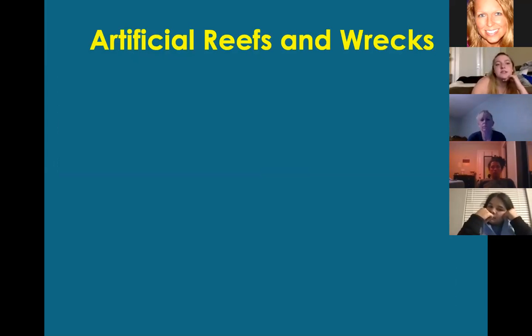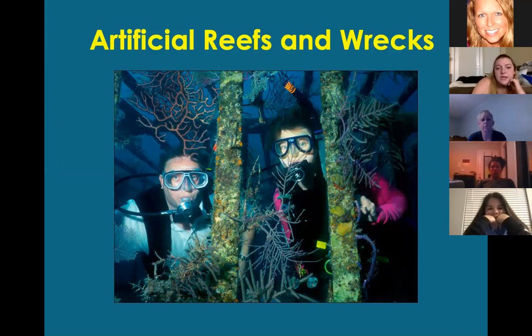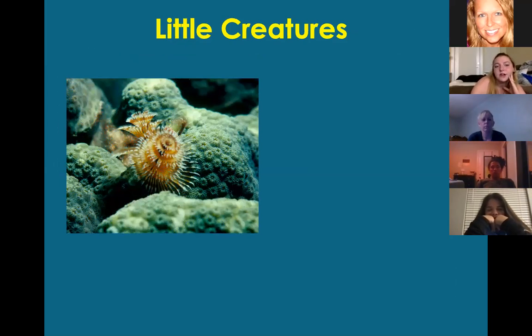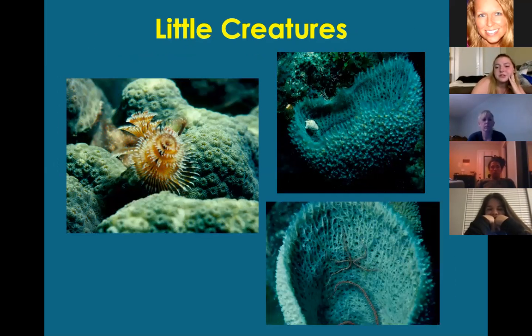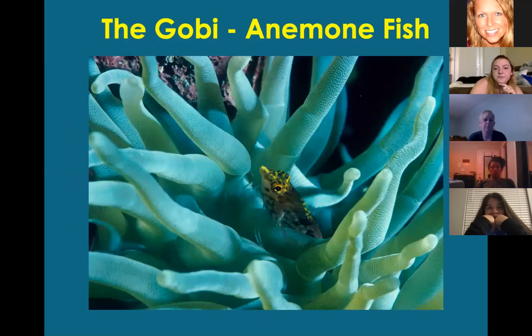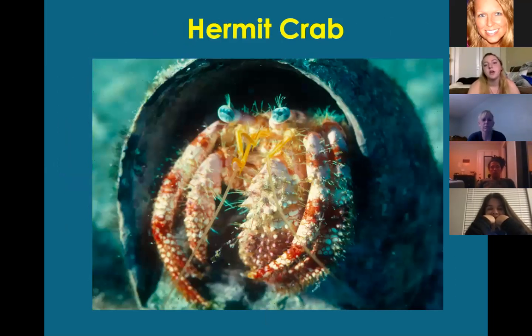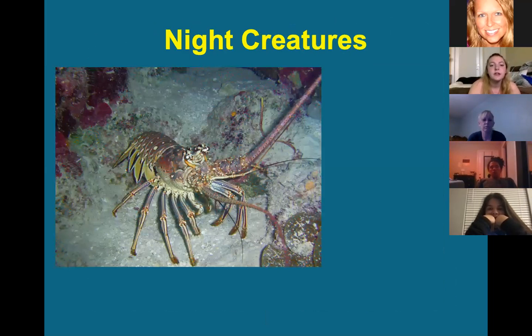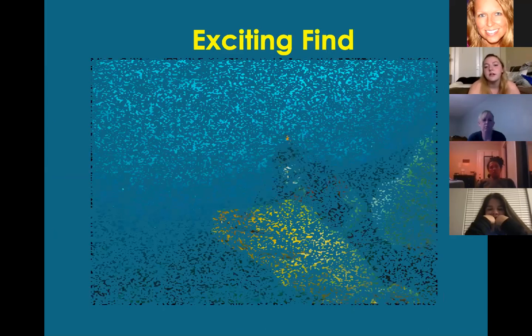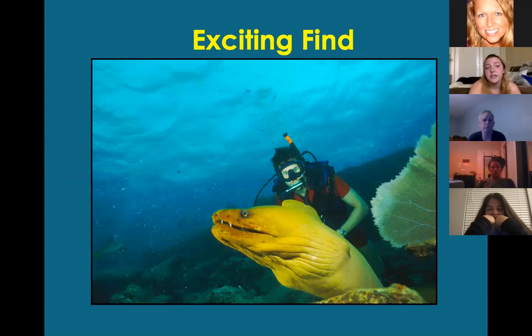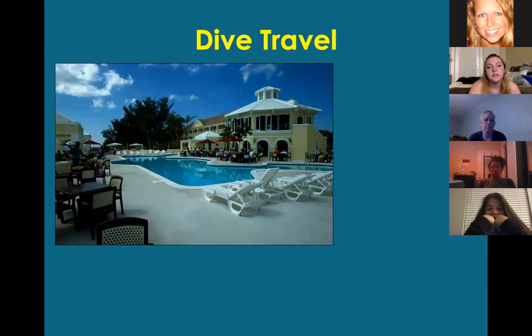So artificial reefs and wrecks. There are things called bridge spans out in the Gulf, and those are what artificial reefs are. Usually they'll sink a structure to create a habitat for some animals. And these are a couple little creatures that you'll see. There's brittle stars down in the bottom right. This is a goby anemone fish. Hermit crabs, night creatures like lobsters, squid, and exciting finds like moray eels. Super, super fun to find.